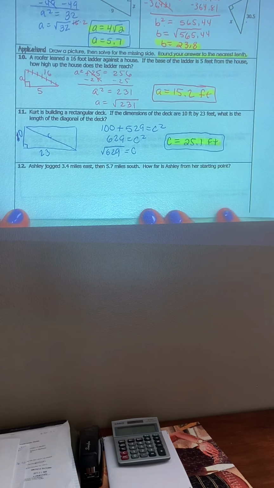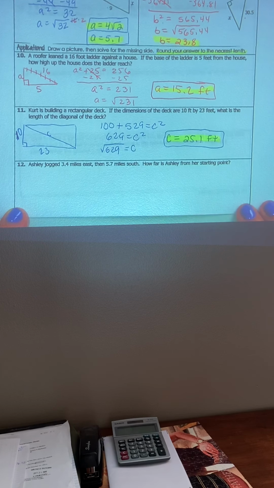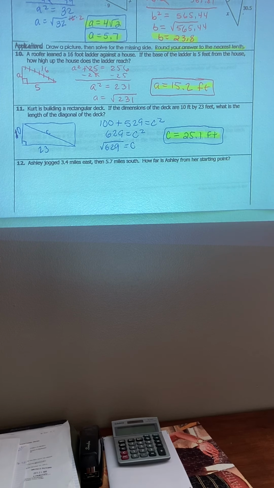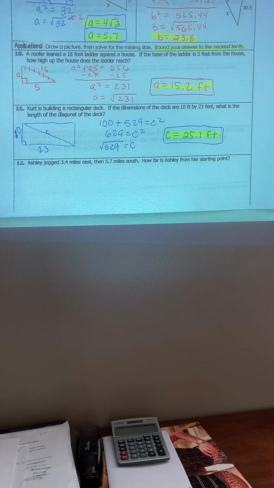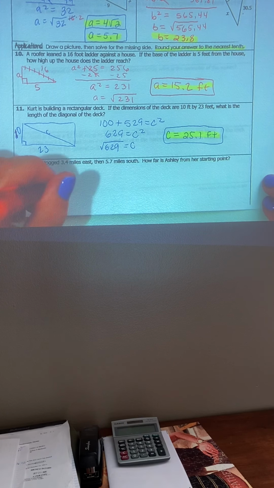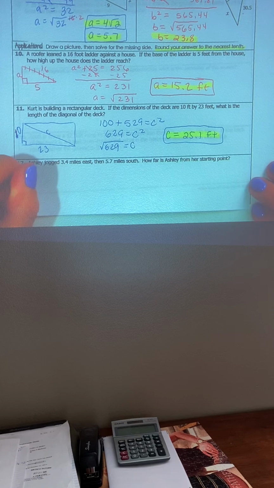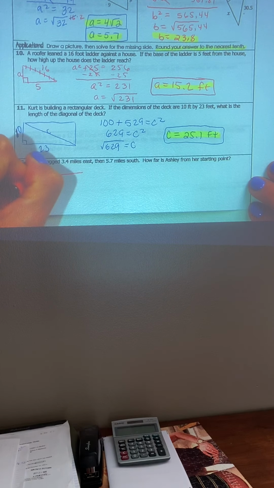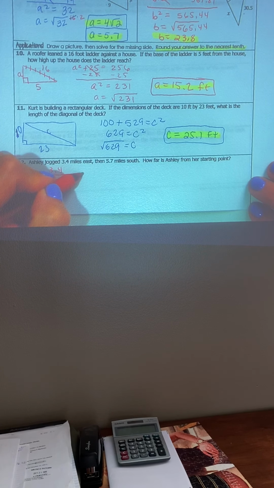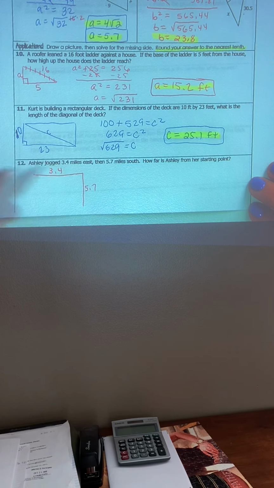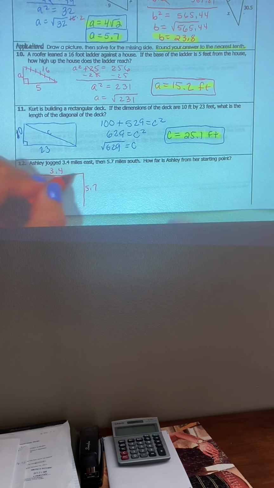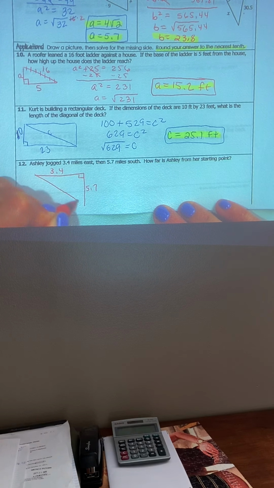All right, last problem. Ashley jogged 3.4 miles east, 5.7 miles south. How far is Ashley from her starting point? Well, never eat soggy waffles, people. Okay, so we need to start and we need to think where east is. If I'm going to start and I'm traveling east, I'm going to travel this way. This is east. That's 3.4. And then I'm going to go 5.7 miles south. How far is Ashley from her starting point? Well, that's what we need to know. So obviously that's C.